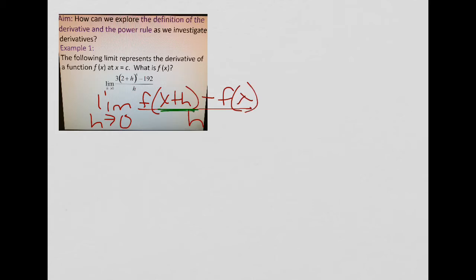And if you look at the comparison between when you write out the definition of the derivative, and what's written here, you should be able to tell, well, the c value is 2, because it's always x plus h, okay, x is c. And in this case, it's 2. So x is c, and that is 2.